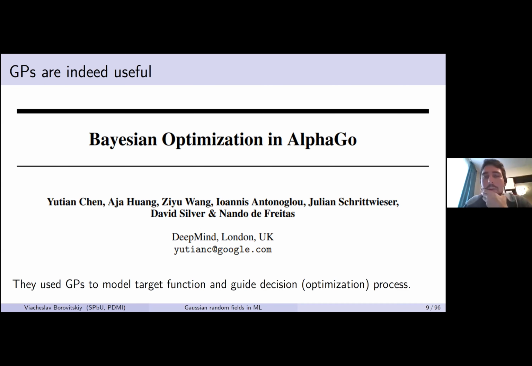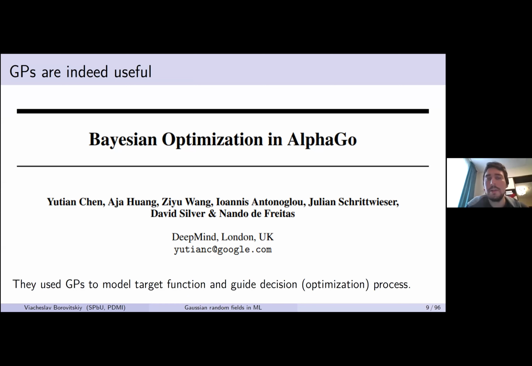Yeah, so Gaussian random fields or Gaussian processes are indeed useful. I want to prove this to you right away by showing this header of the paper. It's called Bayesian optimization in AlphaGo. As you might know, AlphaGo is the software that managed to beat a human professional Go player. It was several years ago and a big success for machine learning. It was made by this DeepMind laboratory in London, and it consisted of many different tools, models, components, and so on. So this was a complex system.